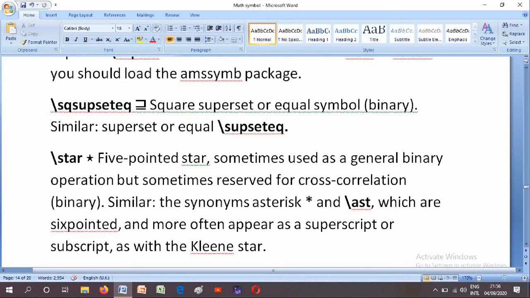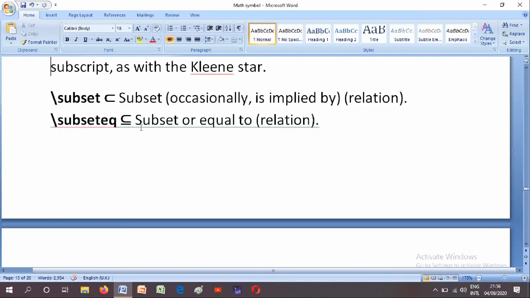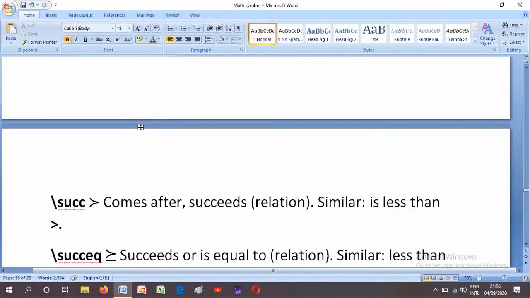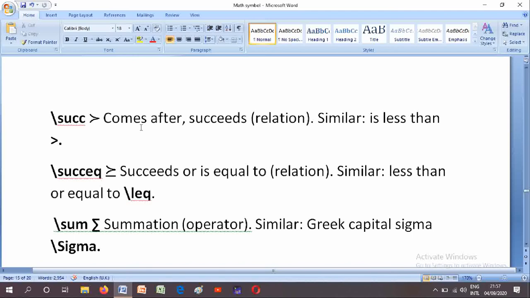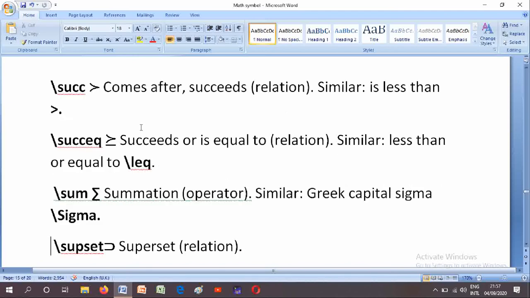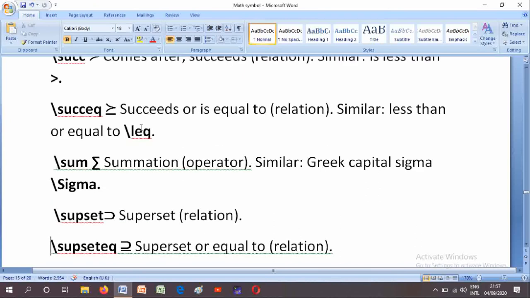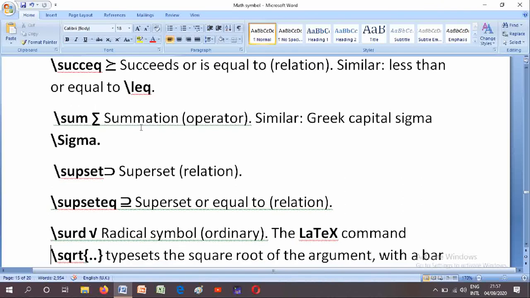And \star, five-point star, sometimes used as a general boundary operation, but sometimes reserved for cross relation boundary. Similarly the synonyms \ast, asterisk, and \ast, which are six-pointed and more often appear as a superscript or subscript as with the Kleene star. \subset and \subseteq, subset or equal. And \succ, succeeds relations, similarly greater than, and \succeq, succeeds or is equal to relations. Similarly \geq. \sum, summation, and its similar is \Sigma. And \supset, \supseteq, superset or equal. And \surd, radical symbol.